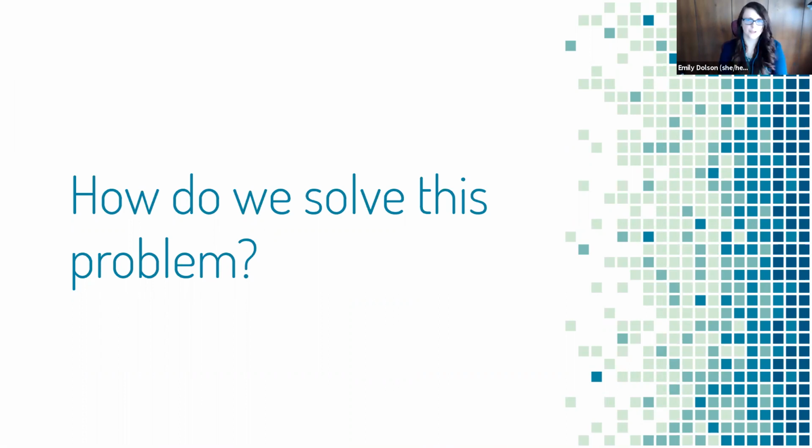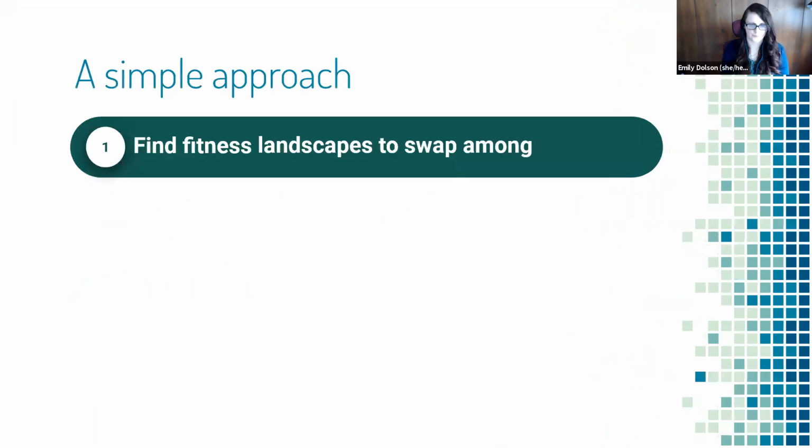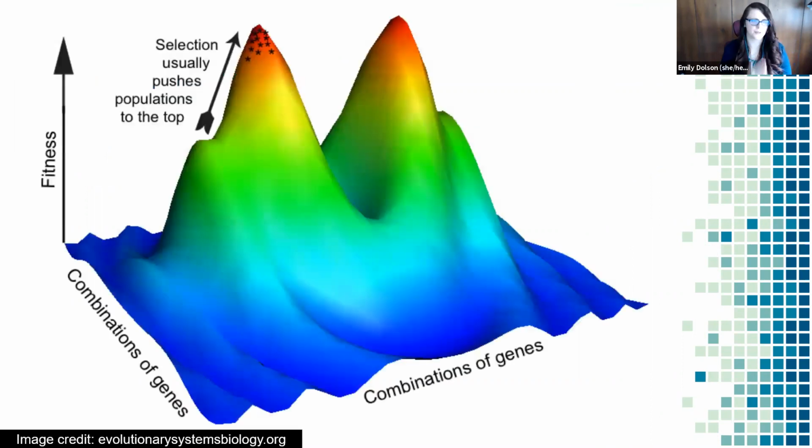But just to give you some hope that this could happen, this is what a solution might look like. The first step in this very simple way of solving this problem is to find a set of fitness landscapes to swap among. What do I mean by fitness landscape? This is a metaphor that we use in evolutionary thinking a lot, just in case any of you are unfamiliar with it. This is a very simple fitness landscape that I'm showing right now.